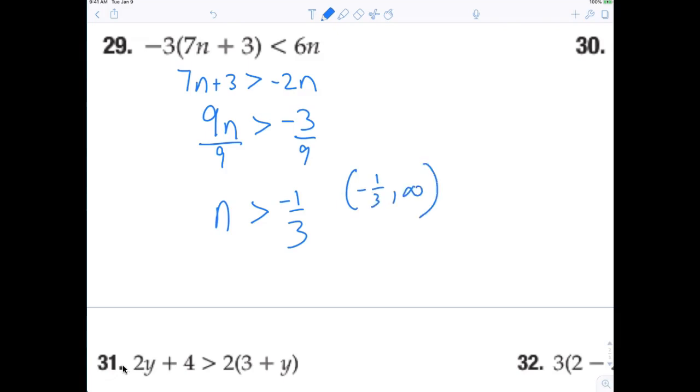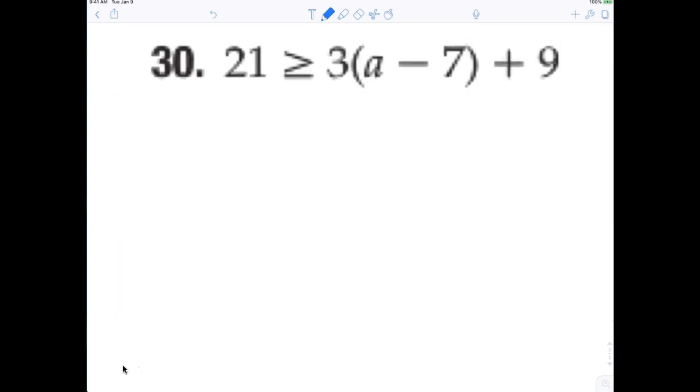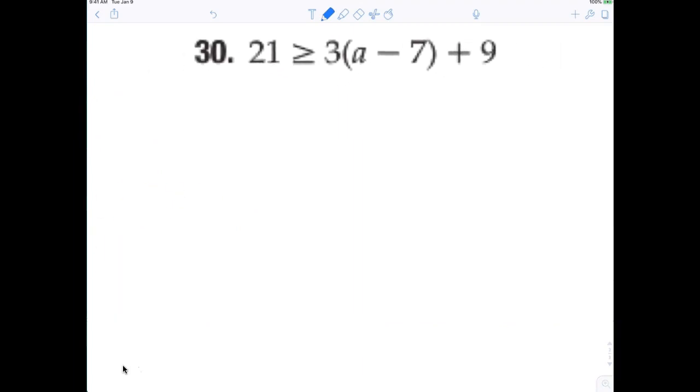Come on, Will. Keep going. I didn't divide by a negative. I divided by a positive. Whenever you multiply or divide by a negative, you change the sign. All right? Let's check out 30 now, please.